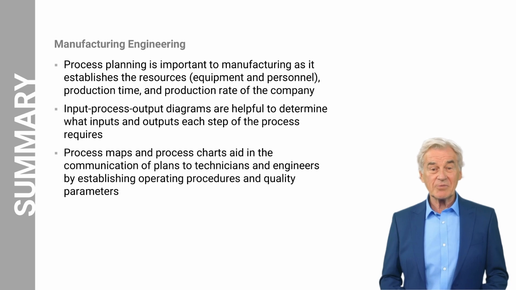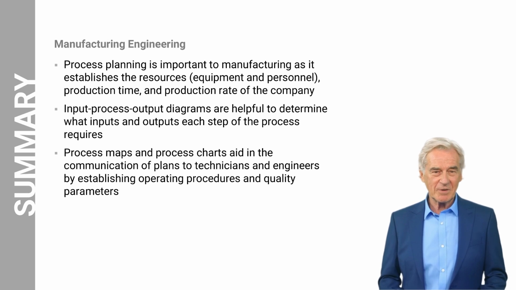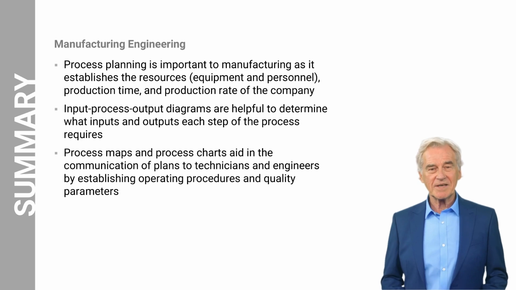In summary, process planning is important to manufacturing as it establishes the resources including equipment and personnel, production time, and production rate of the company. Input-process-output diagrams are used to determine what inputs and outputs each step of the process requires. Lastly, process maps and process charts aid in the communication of plans to technicians and engineers by establishing operating procedures and quality parameters.